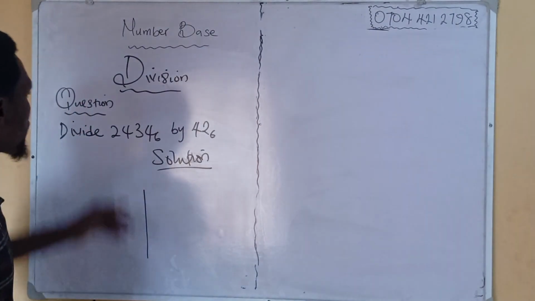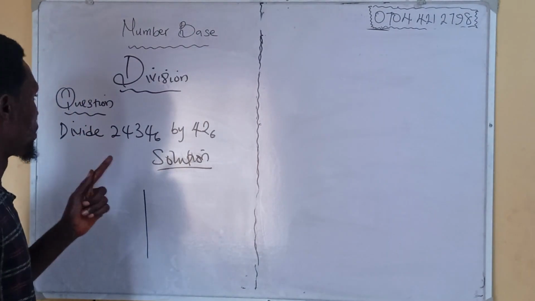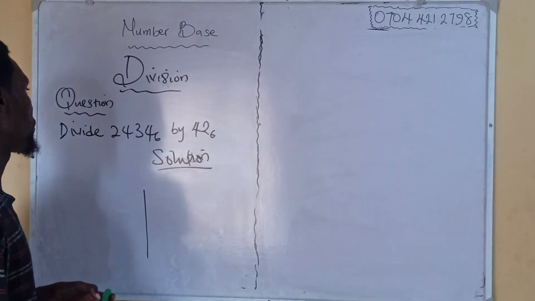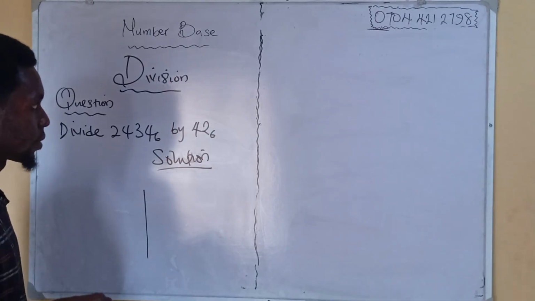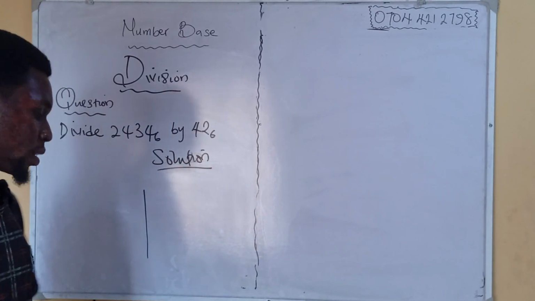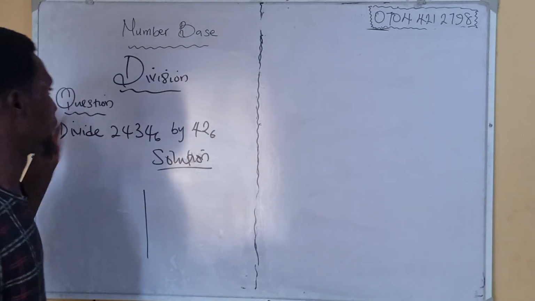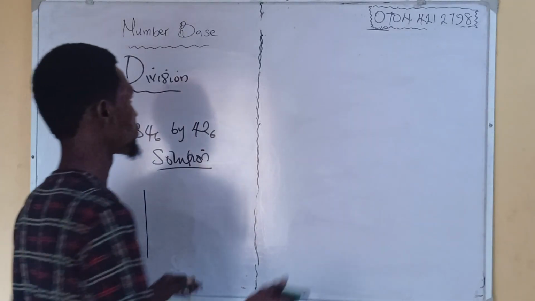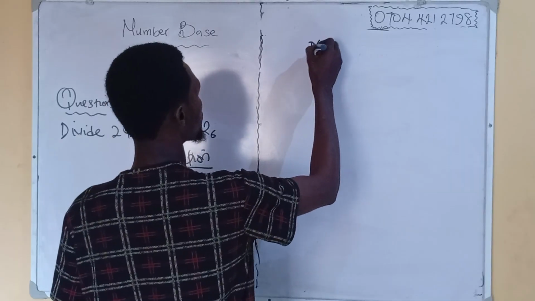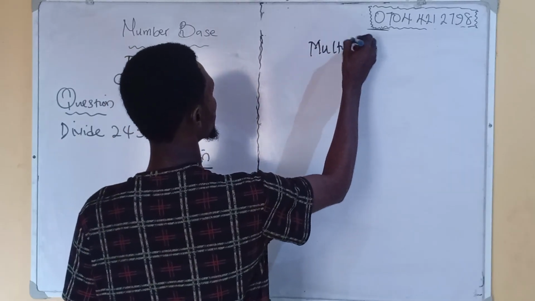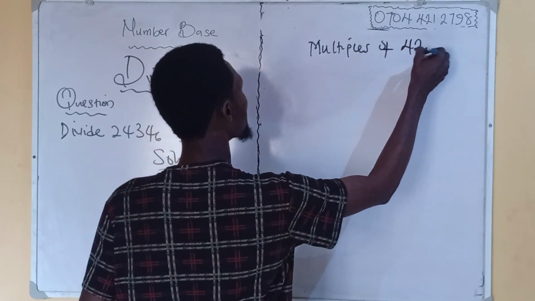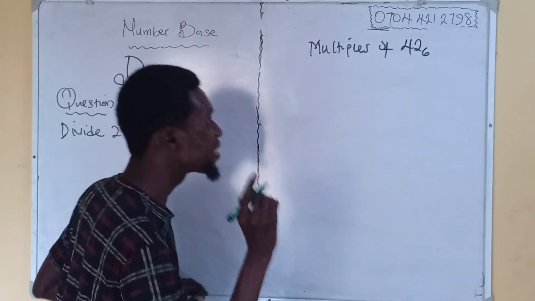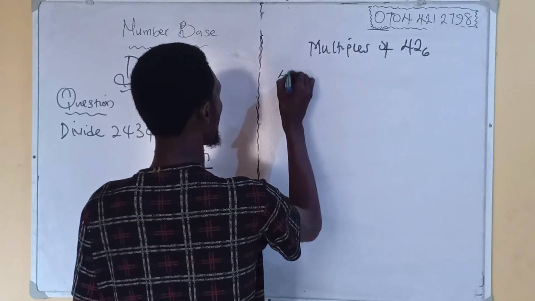So if you look at this particular question, we are asked to divide 2434 base 6 by 42 base 6. Please, there's something that's very important here. Don't just think of dividing like that. First of all, this is what you do. Look for multiples of 42 base 6.